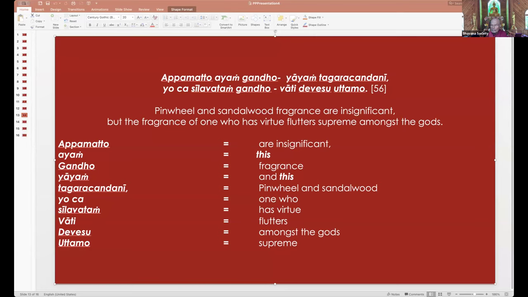Appamatto ayam gandho, yayam tagara chandani, yocha silavatam gandho, vati devesu uttamo.